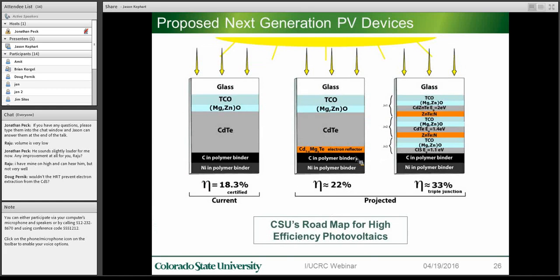Looking forward, there are a lot of opportunities to further improve the device, and we're interested in some advanced structures such as a CMT electron reflector and other bandgap modification approaches like a graded bandgap solar cell. Further in the future, we envision being able to make a triple junction tandem solar cell using ternary alloys of cadmium telluride.